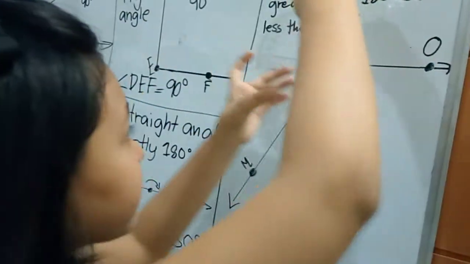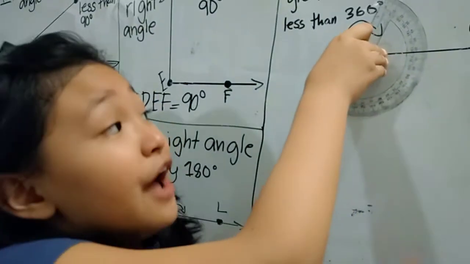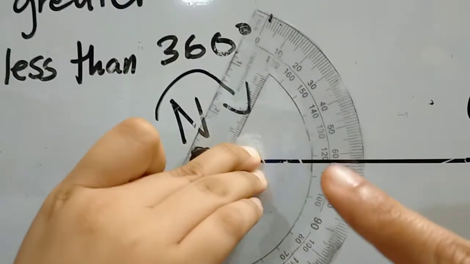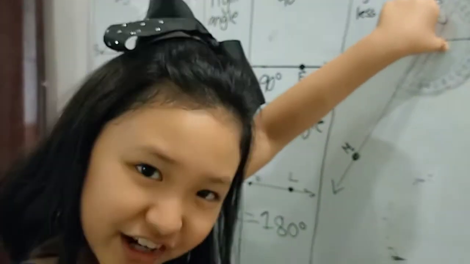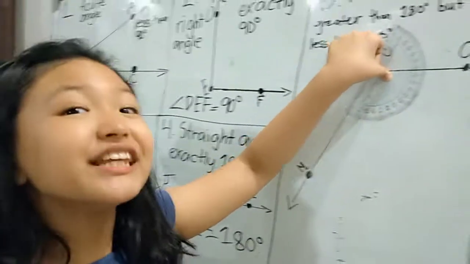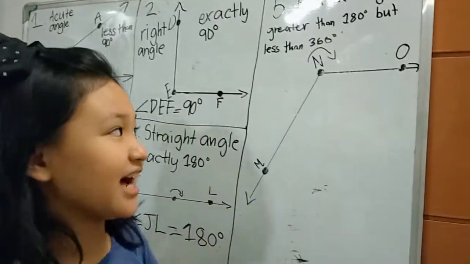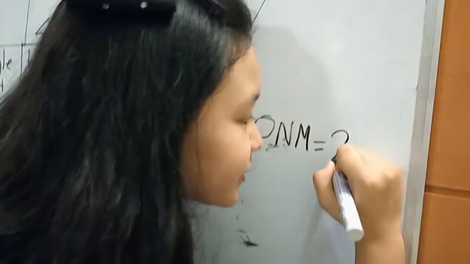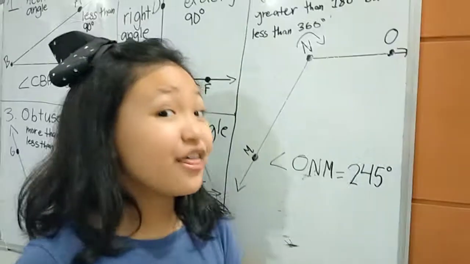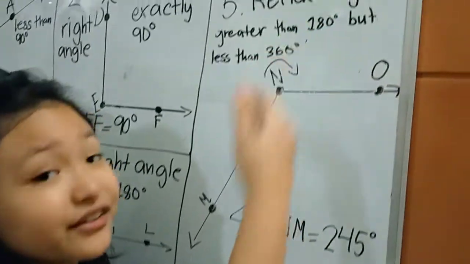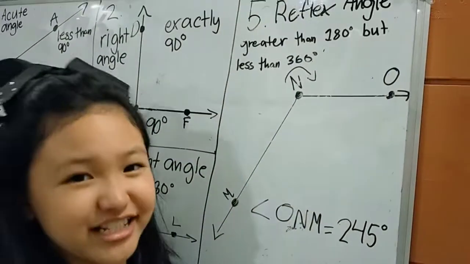There! So the first side is 180 degrees. And then for the other side, it's an additional 65 degrees. Therefore, 180 degrees plus 65 degrees is equal to 245. In symbol, we write this as angle ONM is equal to 245 degrees. Therefore, this angle is a reflex angle because 245 is greater than 180 degrees, but it is less than 360 degrees.